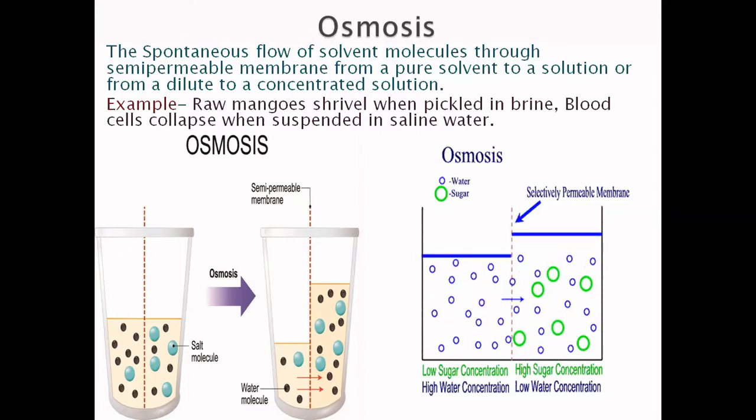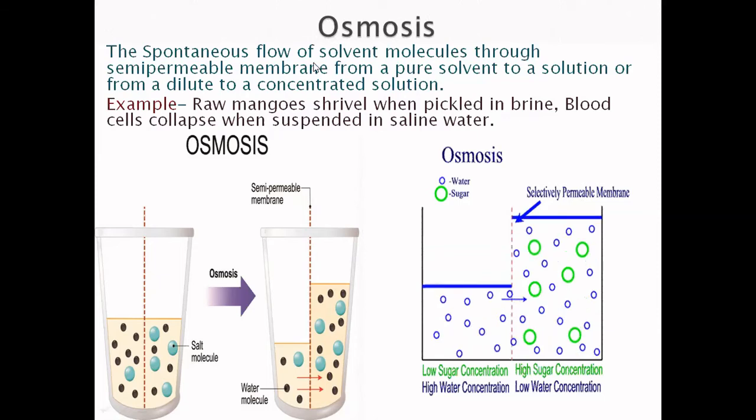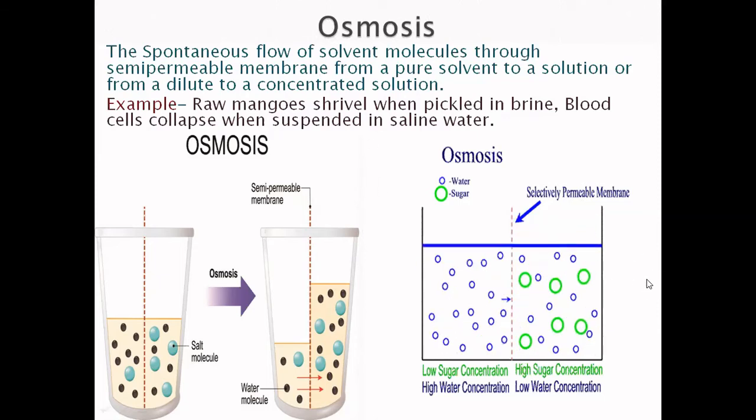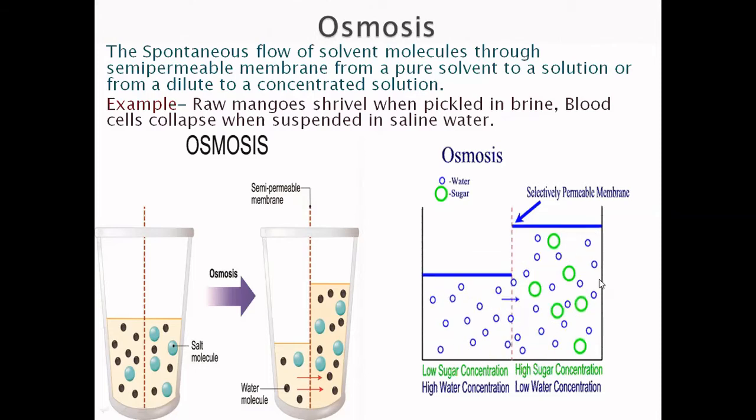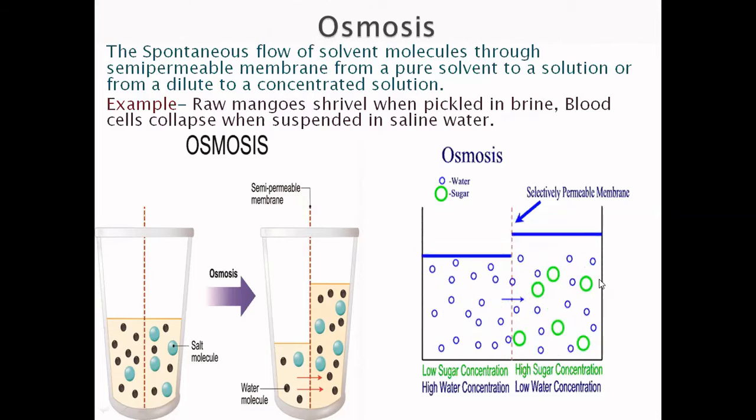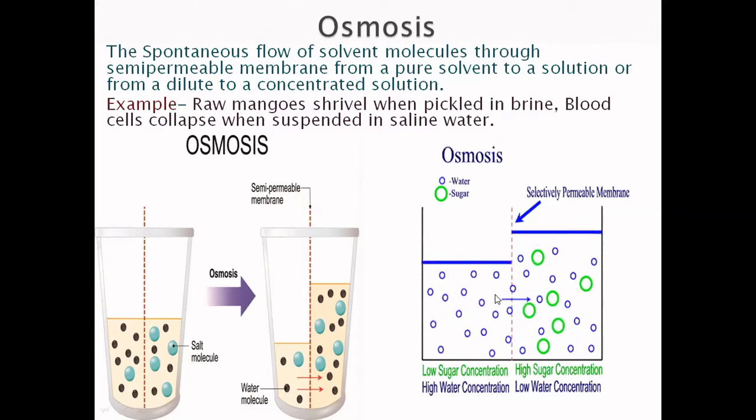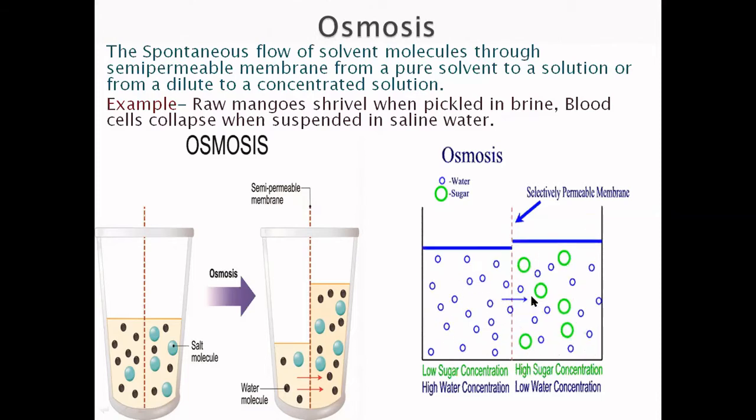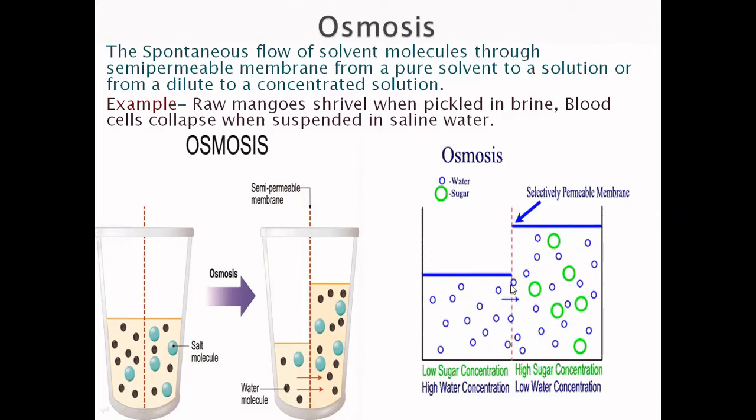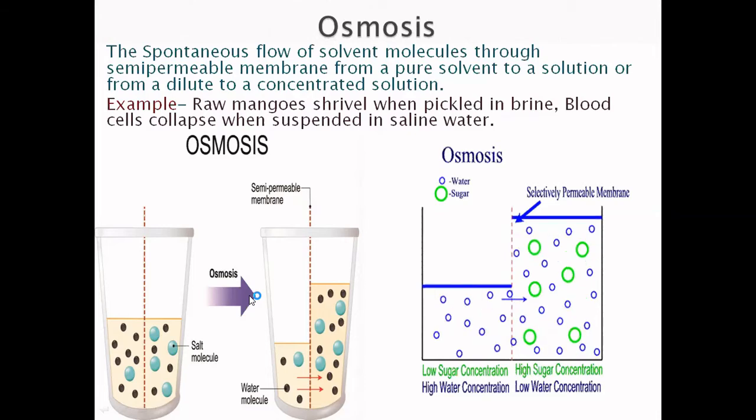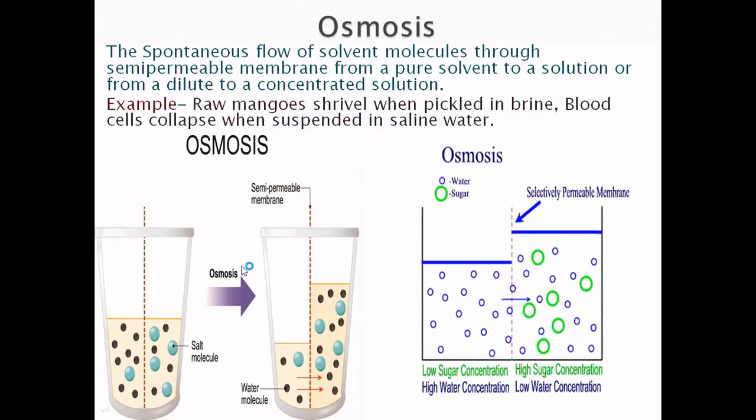And it can be clearly depicted here. This is the region where we are having pure solvent on the left region, and on the right side there is a solution. So the movement from a region of higher concentration of solvent to a region of lower concentration of solvent through a semi-permeable membrane, this is what we call osmosis. That's right. Let's move to the next slide.